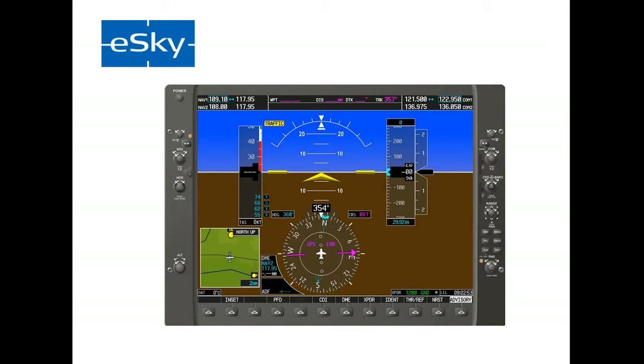Essentially, we've replaced the round gauges with linear tapes for things like airspeed, attitude, altitude, and vertical speed. We still have a round digital display of the directional gyro. And on top of that, we now have more complication in the way of menus, buttons, and frequency and waypoint information on the top of the screen.